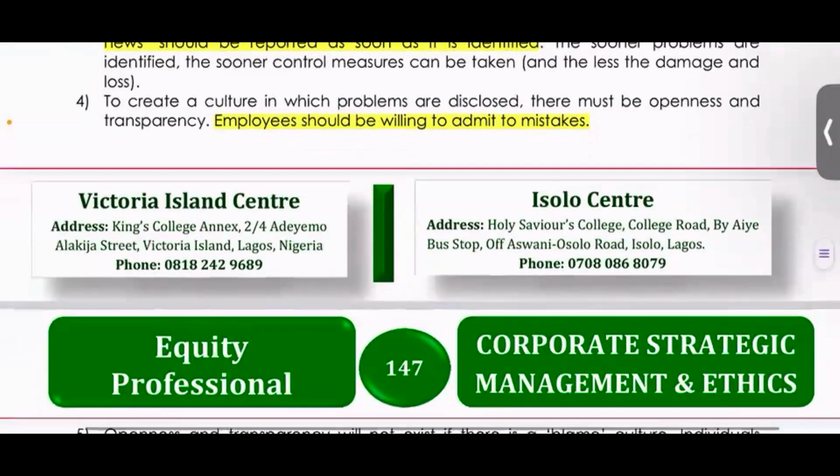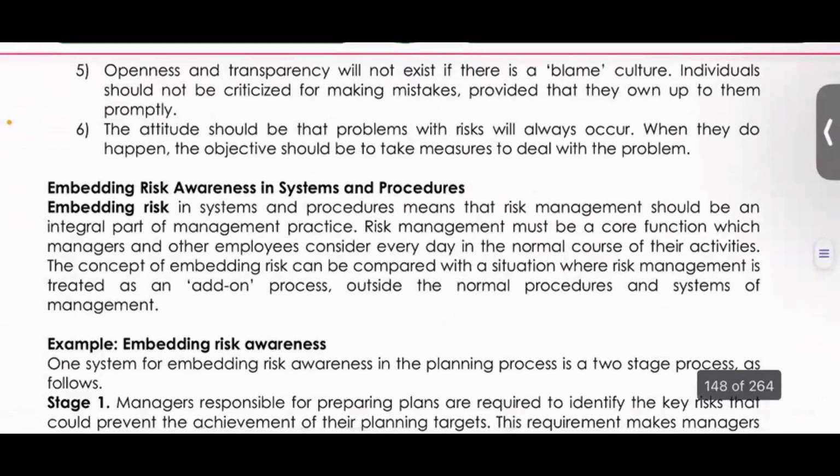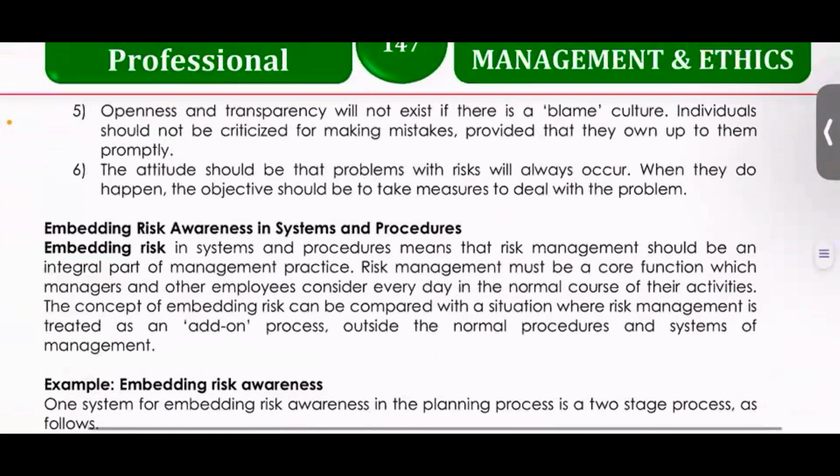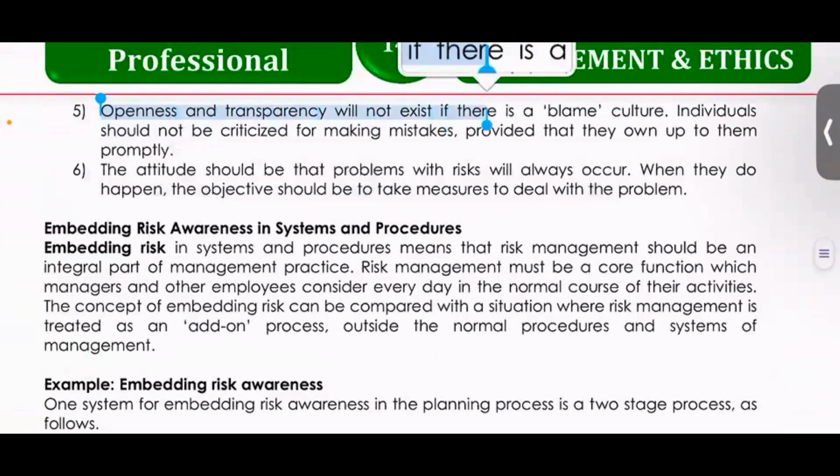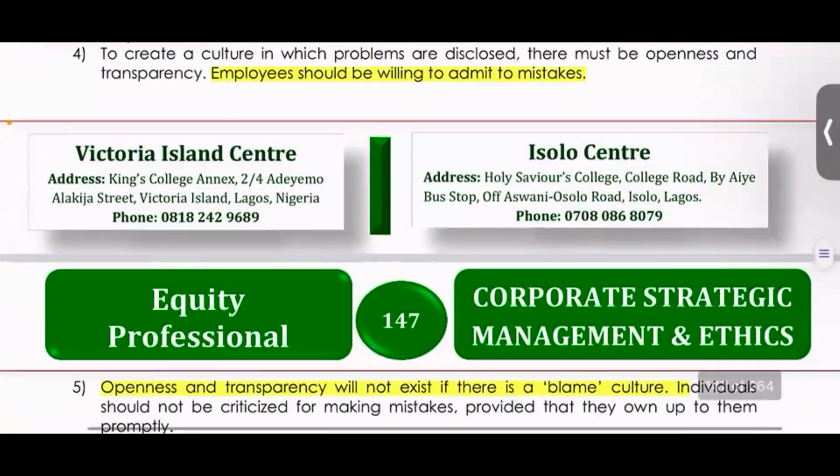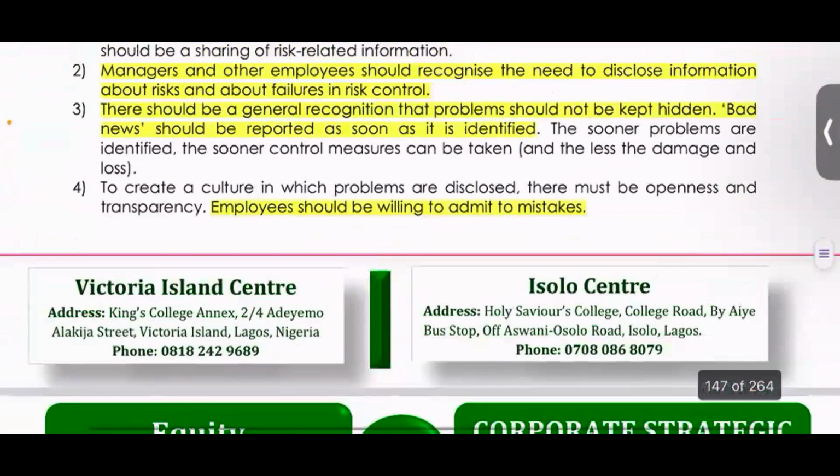So that's what I'm trying to say: when it comes to embedding risks, like putting risks into the mind of everybody in an organization, there must be a culture that allows employees to admit their mistakes. There must be openness and transparency, right? So that everybody is fully aware that this thing that I did has this effect on my company. Openness and transparency will not exist if there is a blame culture. It's just like referencing the points that we mentioned above. This is now highlighting that they are all exam questions.